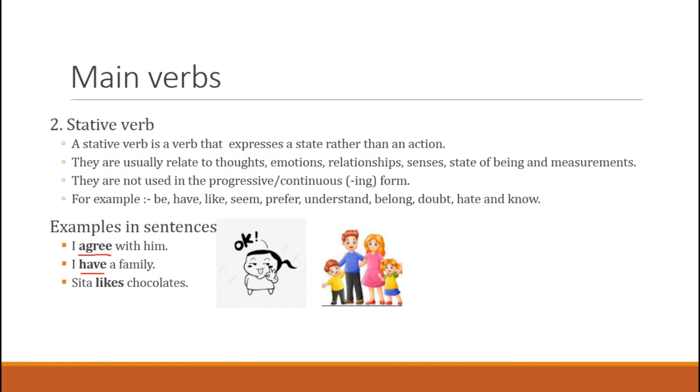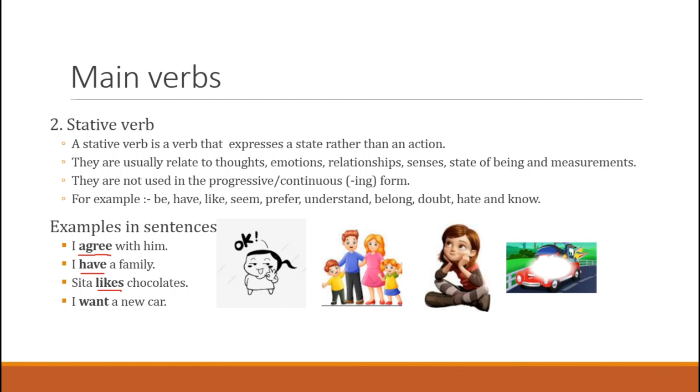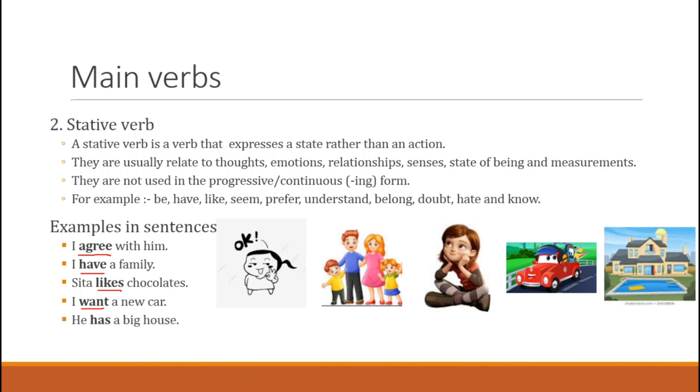Third one, Sita likes chocolates. So here likes is a stative verb because there is no action in that. It is only information about Sita. Fourth example, I want a new car. So here we are only telling that that person wants. Only thoughts, no action. So we cannot add ing, I am wanting. It is wrong. I want a new car. And last example, he has a big house. So here has is a stative verb. We cannot add ing. So we have learned about action verbs and stative verbs.